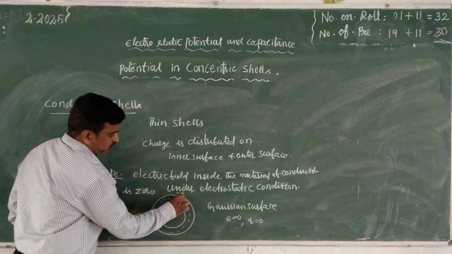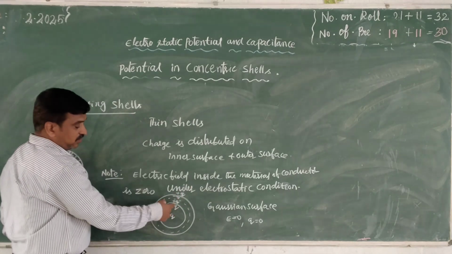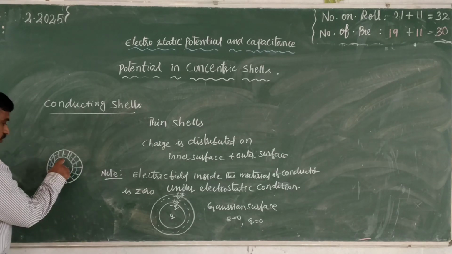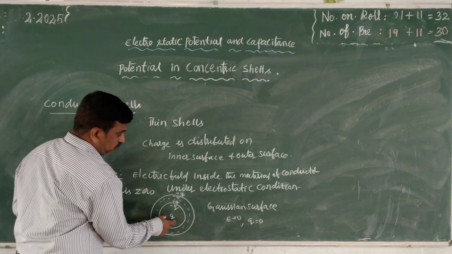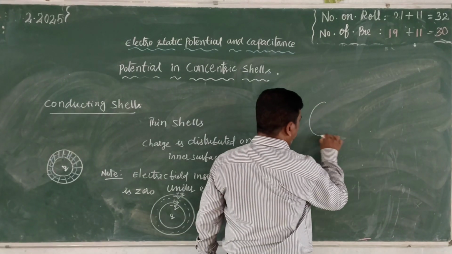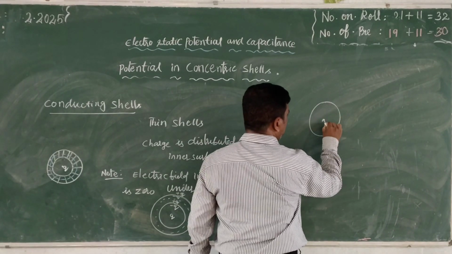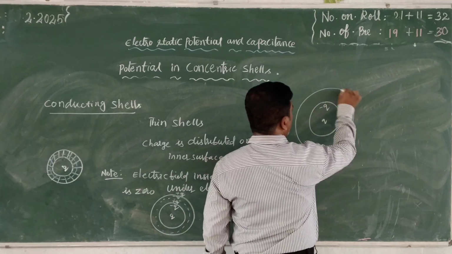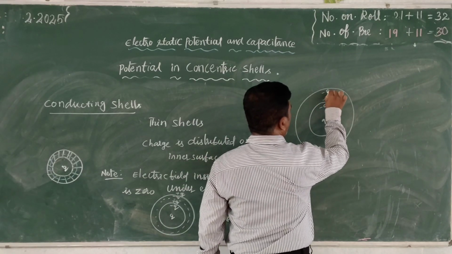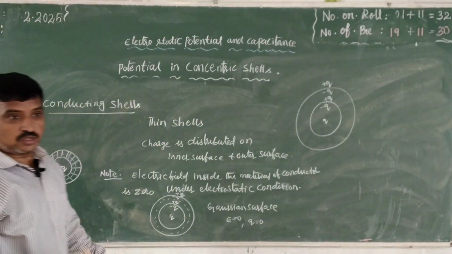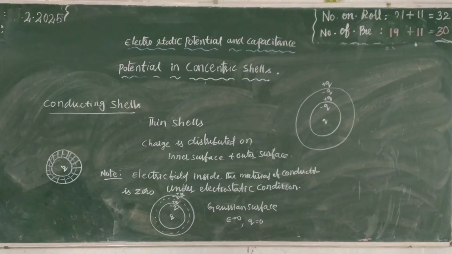Plus q, plus q minus q again cancel, so the net charge we get is zero. What we have is charge q, and this charge will be distributed on the inside surface. So I write here: the charge q is there, minus q on the inner surface, and plus q on the outer surface. Like this, the charge will be distributed on the inside surface and the outside surface.